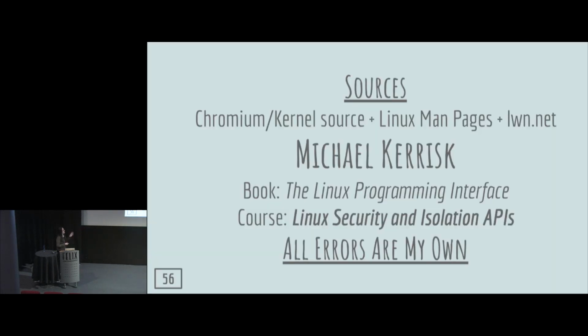If you want to dig more into this, I spent a lot of time reading Chromium and kernel source code. Linux man pages is awesome, lwn.net. Also, Michael Kerrisk is an awesome trainer and author. He wrote The Linux Programming Interface, and he often does training in Norway. So if you want to learn more about low-level Linux programming, he's awesome, and the book is awesome. He also has a course that goes specifically into Linux security and isolation APIs. And there he also goes more into cgroups. So if that's something that you find interesting, then that's definitely something to look at.